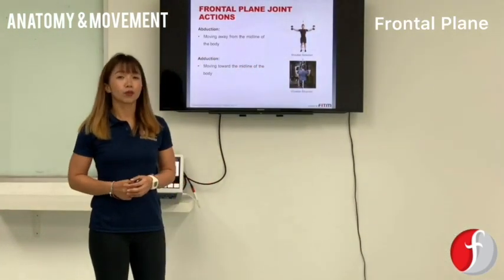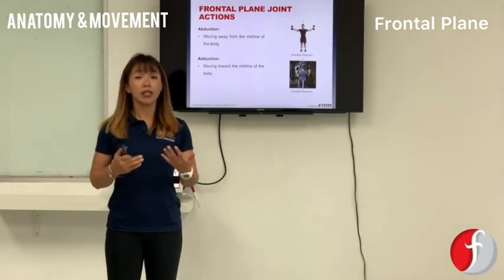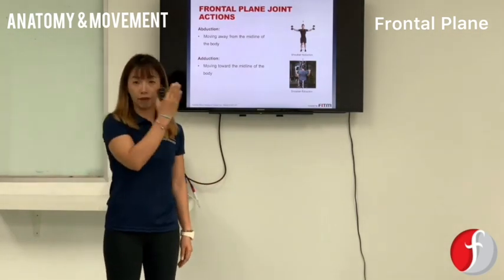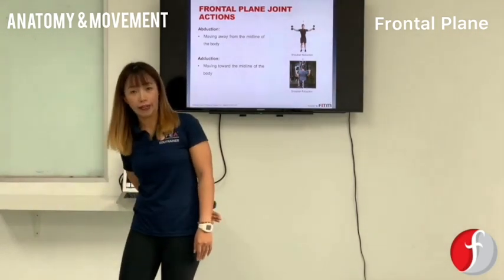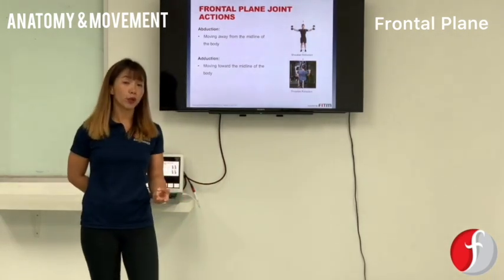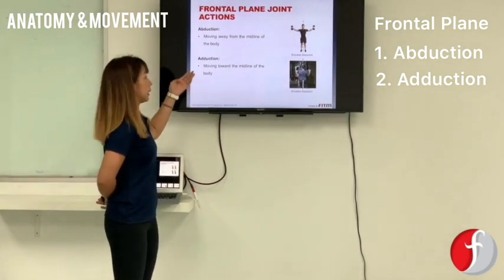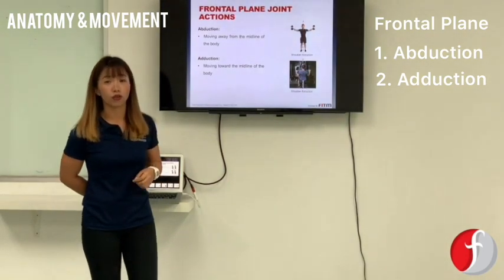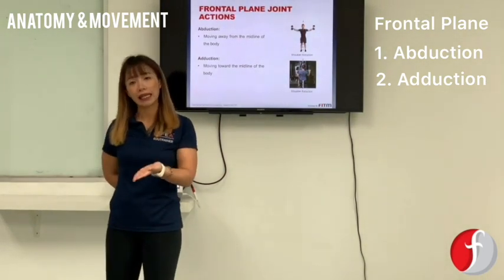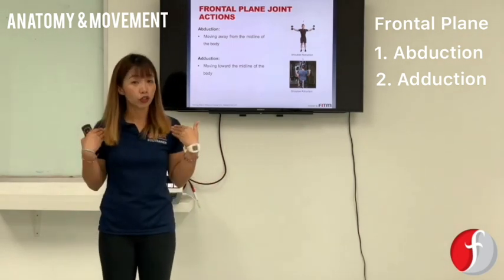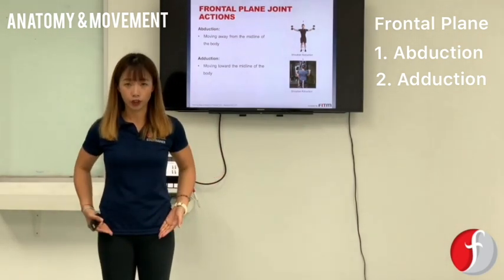Next, we're going to look into the frontal plane, which again is a wall right in front of you and a wall right behind you. So the first two movements we have in the frontal plane are abduction and adduction. So you can write this down. Abduction and adduction happen in the shoulder joint and also the hip joint.